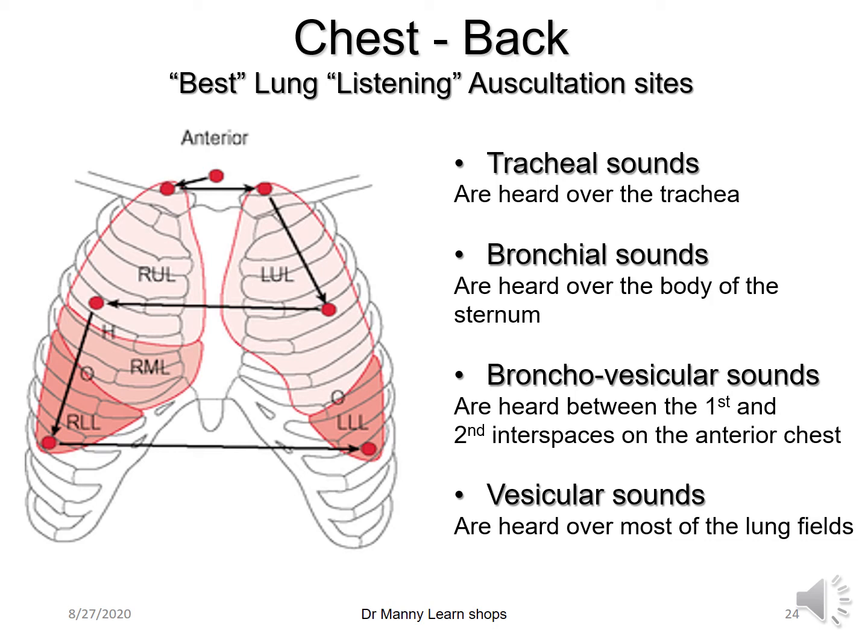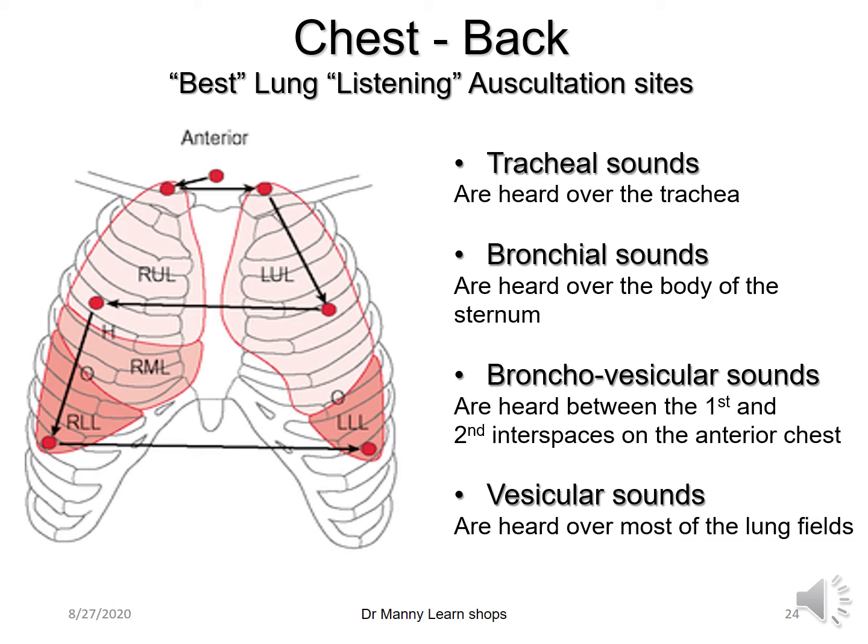If you want to listen to tracheal sounds, listen over the trachea. And this is a good orientation for you, because normally you don't hear these sounds. But if you hear tracheal sounds over other parts of the lung, it could indicate a problem. Bronchial sounds are best heard over the body of the sternum. Bronchovesicular sounds are best heard between the first and the second intercostal spaces on the anterior part of the chest. Vesicular sounds are heard all over the lung fields.